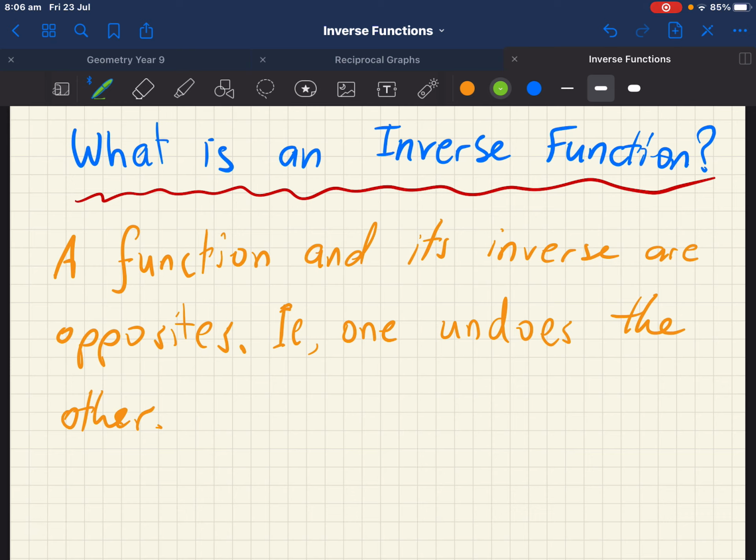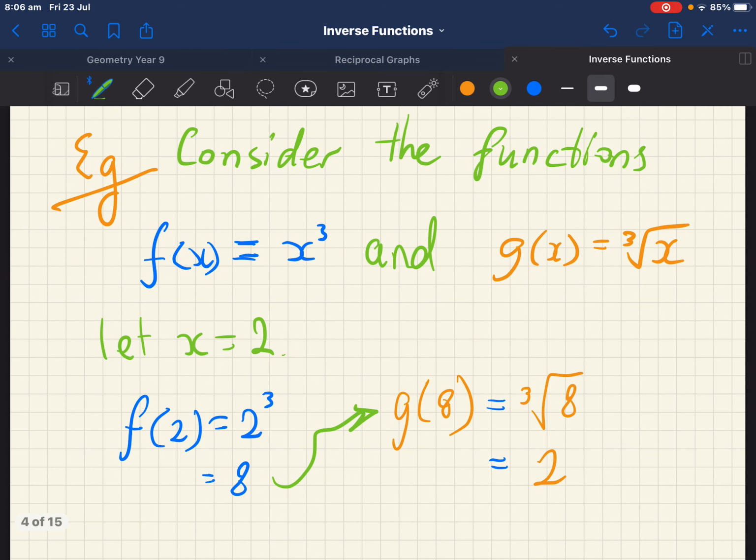So what is an inverse function? A function and its inverse are like opposites. The idea is that one of the functions will undo the other, and it can work either way. The inverse will undo the normal function, or the normal function can undo the inverse. Let's have a look at an example of that.